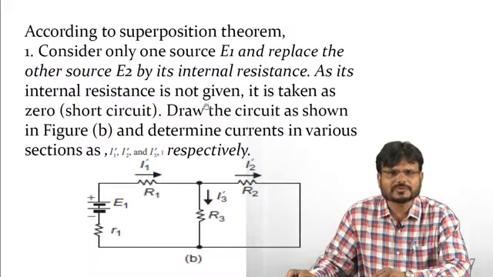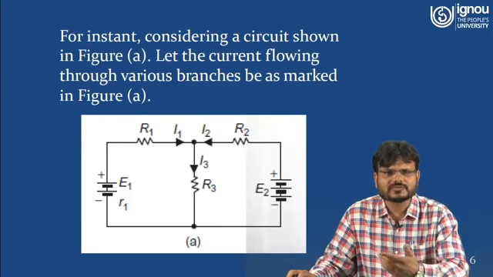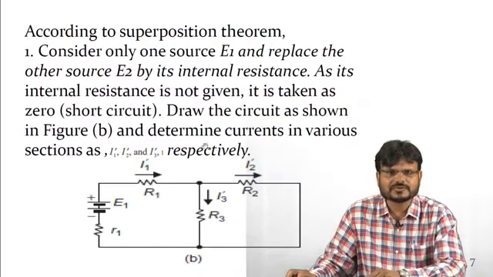So according to the superposition theorem, what do you have to do? You have to consider one source at a time. In the previous slide you can see there are two voltage sources, E1 and E2. So we consider source E1 at a time, and the second source, E2, is replaced by its internal resistance. E2 is the ideal voltage source, so it is replaced by a short circuit.